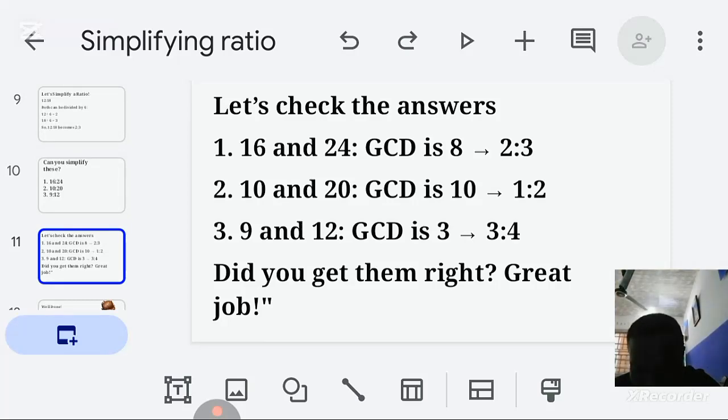If you got them right, indicate. Okay, great job, well done.